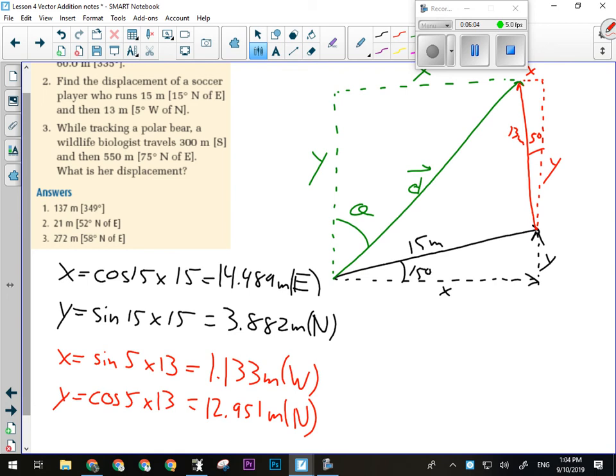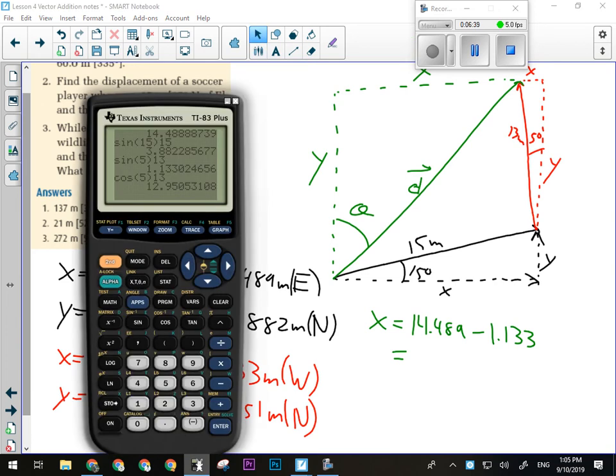All right, so if I want to find green x, green x is going to be black x, which was 14.489, plus negative 1.133, or minus 1.133, whichever makes more sense to you, because they are in opposite directions. Does that make sense to everybody? The first vector I went east, the second vector I went west, so I have to treat them that way. And I have to use all of my numbers.